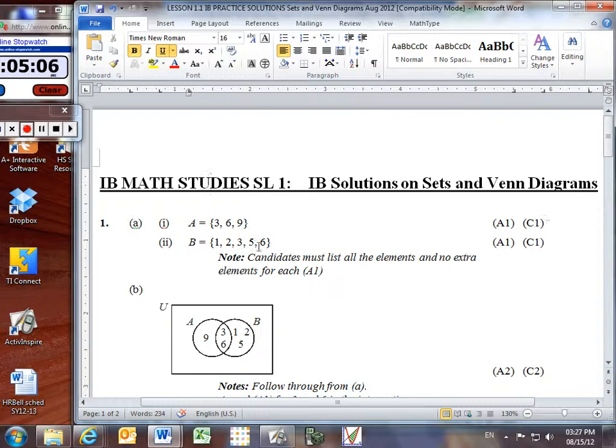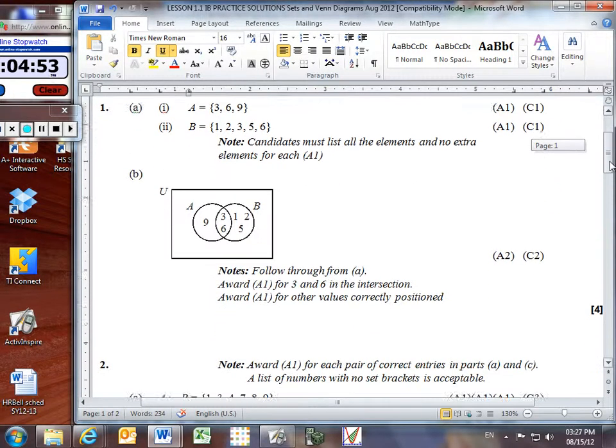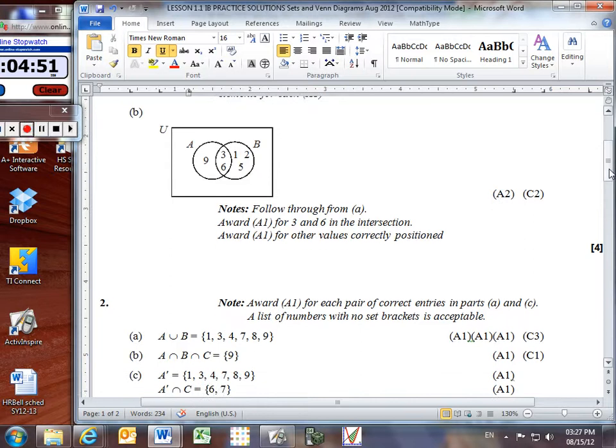And B, yes, we got this right. The elements 1, 2, 3, 5, and 6, again, worth 1 mark. If you did not show any work, no worries, you still get 1 mark. Let's have a look at part B. And so this is similar to our Venn diagram, I think. Got the 9 on the left, the 3 and the 6 were the elements that belonged to both A and B, and then we were left with 1, 2, and 5. You might remember that I also filled in the 4, the 7, and the 8 on the outside, just because I was a bit paranoid about having to include everything in the universe.